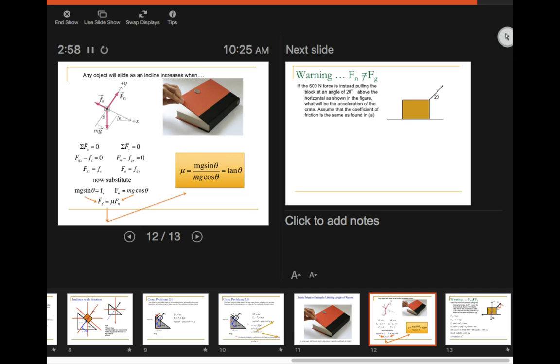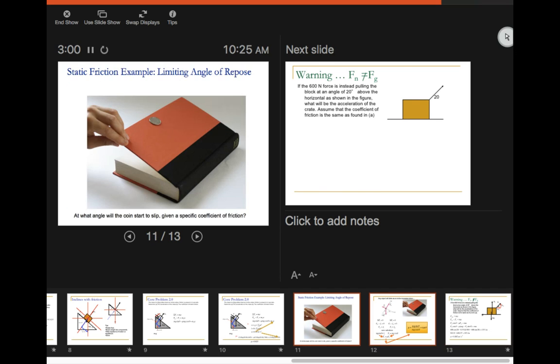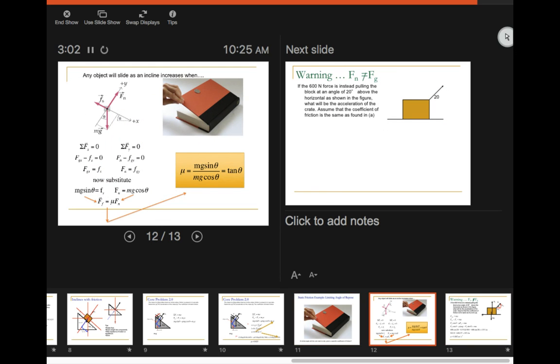Underneath limiting angle of repose, I would just like you to understand that if you put a coin on a book, then eventually that coin will slide. Like as you lift the book up and up and up, that coin will slide. Well, do we know exactly where that coin will slide? Well, we can look at it through its limits. So let's look at the limits in the x.